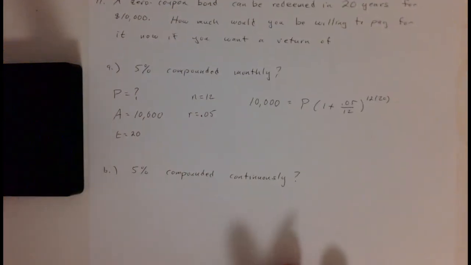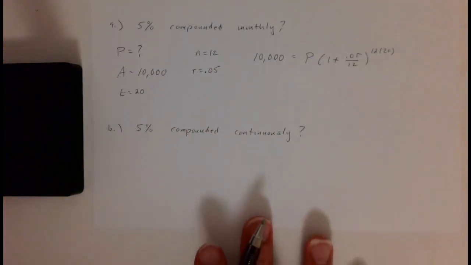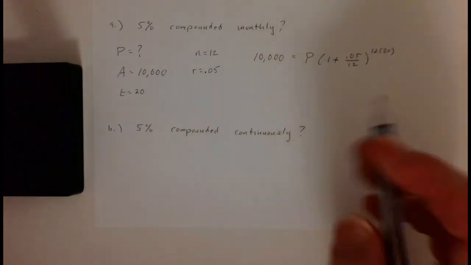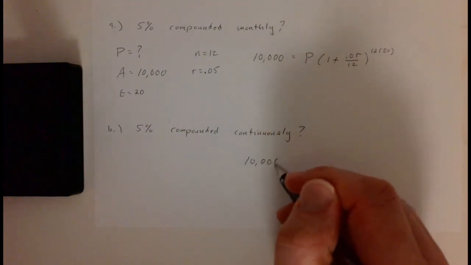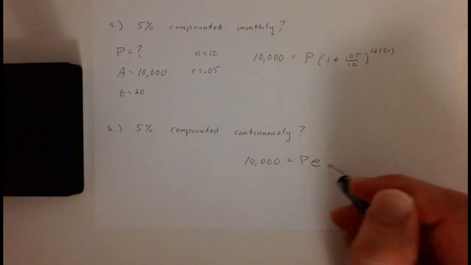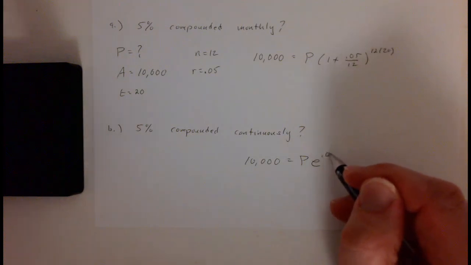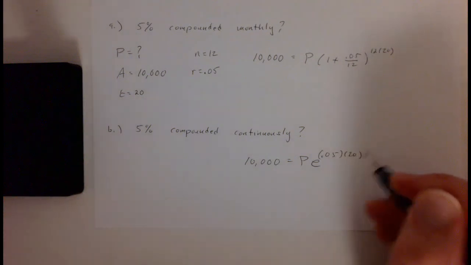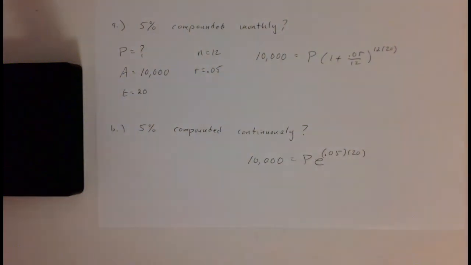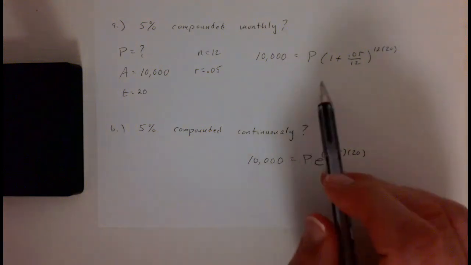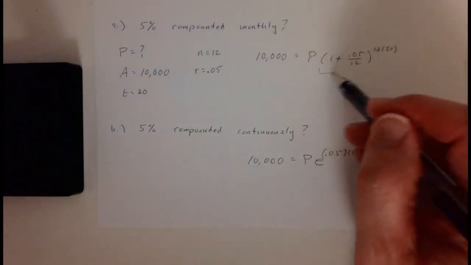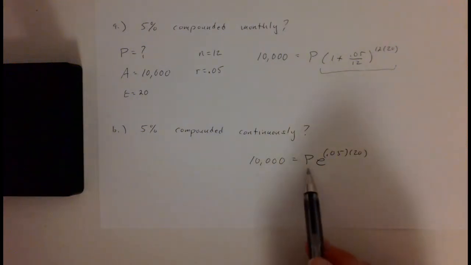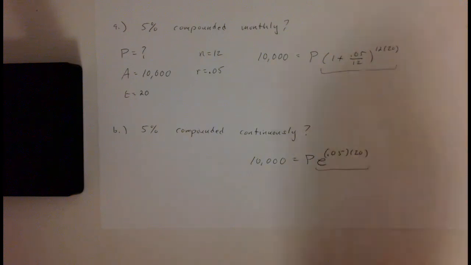Okay. And before we go on into this, let's see how we would do this if everything else is the same, but we're compounding continuously. In that case, we want 10,000 to be equal to P times e to the 0.05 times 20. All right. So P is going to be 10,000 divided by whatever this number is.